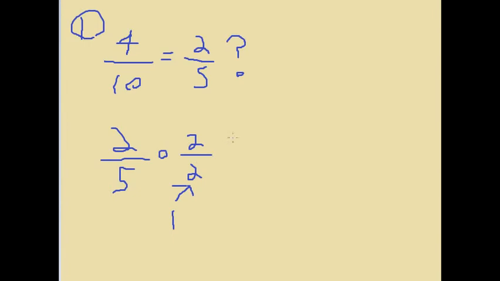So 2 times 2 is 4, and then 5 times 2 is 10. So yes, these fractions are equivalent. 2/5 is equivalent to 4/10 because if we multiply it by 1, or in this case 2 divided by 2, which equals 1, we get 4 out of 10ths. So yes, this is equivalent. Let's try another example.